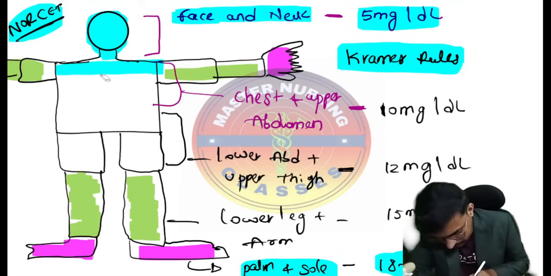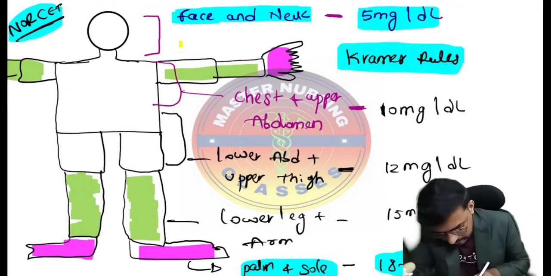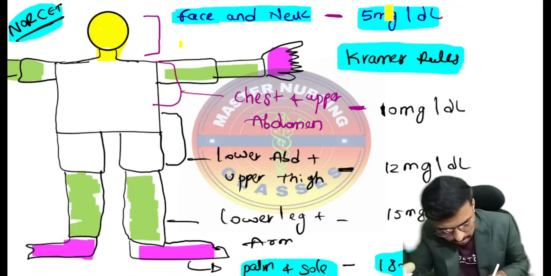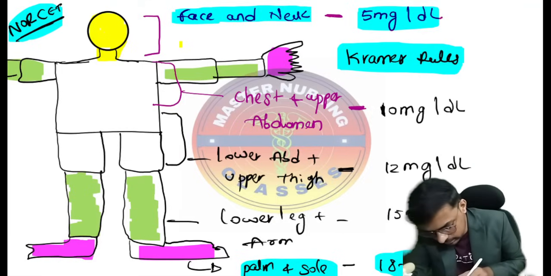let me write it in the yellow only, so you can easily understand the thing. Okay, we have the yellow color also here. Yes, if the face and neck is yellow color, then 5 milligram per deciliter will be the amount of the bilirubin which is there in the blood.